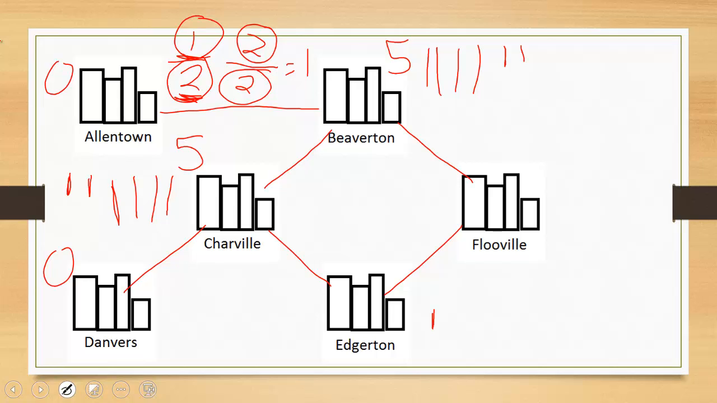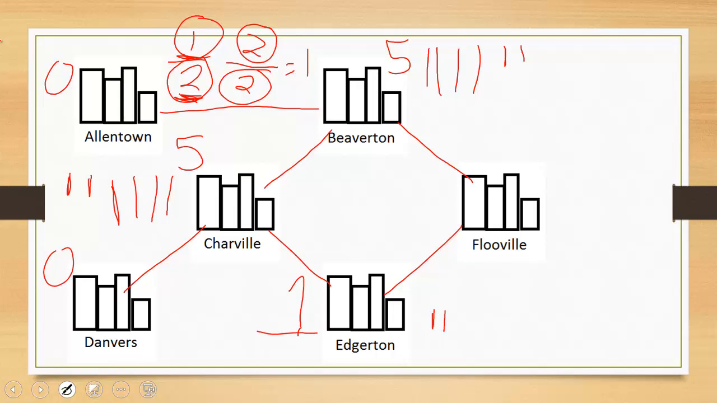Okay. And then what about going from Danvers to Charville to Edgerton to Fluville? Well, again, half the time you'd go through Edgerton, half the time you'd go through Beaverton. 2 geodesics, one of which is through Edgerton. 1 divided by 2, 1 out of the 2 is 1/2. No matter where else you're wanting to drive, Edgerton isn't between any of the shortest paths for any of the other towns. So a half and a half means Edgerton gets a betweenness centrality of 1.